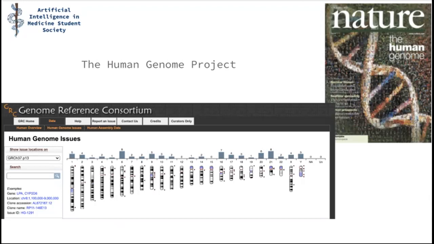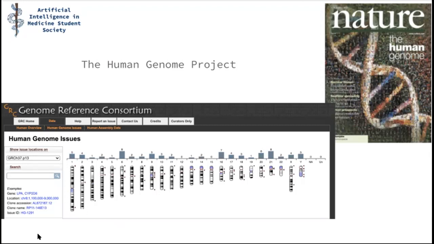And by the way, I just looked at how much this cost, because the way they sequenced it was very labor intensive. It cost $2.7 billion in the fiscal year of 1991. So just imagine, $2.7 billion in the 1990s. That was quite significant.